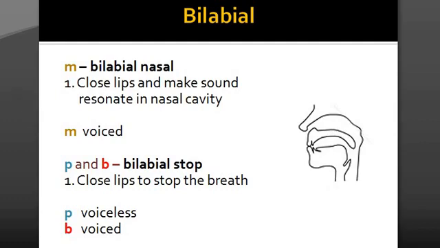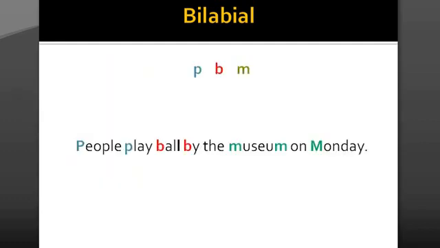So let's say a sentence with our bilabial sounds. Say this with me. People play ball by the museum on Monday. Okay, so that's probably an easy sentence. You have all of these sounds in Thai language, but we start with the sounds that you know so we can learn more about the sounds that you don't know.